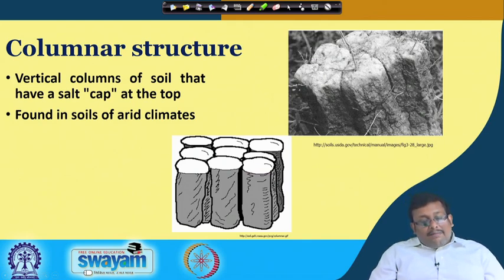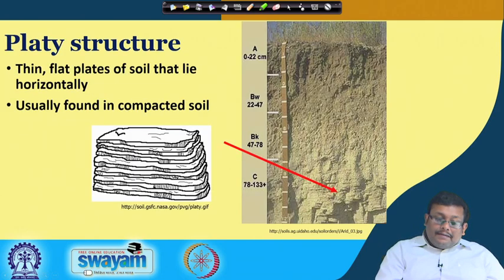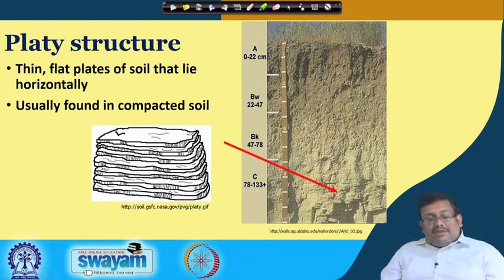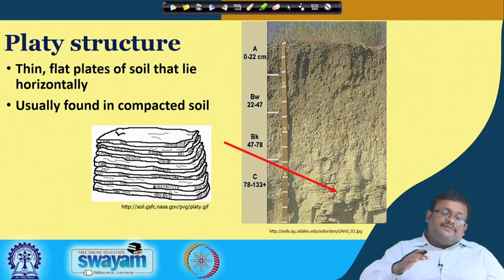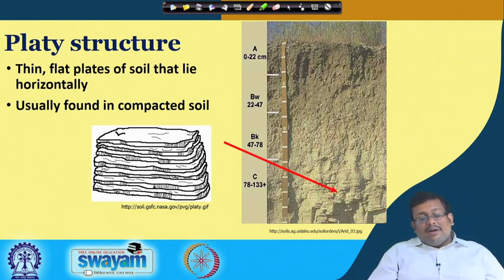Another structure name is columnar structure, and columnar structures are the vertical columns of soil that have a salt cap at the top, and these columnar structures you can see in arid climates. Platy structure is basically composed of thin and flat plates of soil that lie horizontally, as you can see, and usually found in compacted soil. Generally, due to heavy machinery operation over the soil surface, this type of structure occurs, and this type of structure is not very favorable for the growth of the plant, because it restricts the water and air movement.